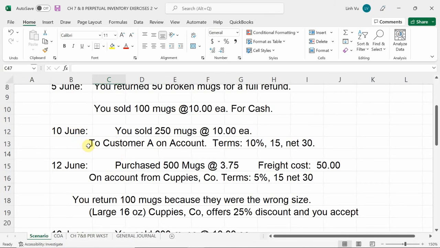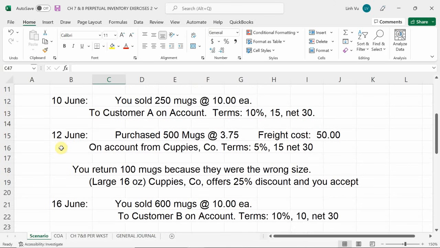So after I sold to my customer A here on June 12th, I ended up purchasing 500 mugs at $3.75 each with a freight of 50, on account from Cuppy's Co. Terms are 5%, 15, net 30. So that's exactly what we're going to do here. June 12th, we're going to do another purchase of 500 mugs. Okay.